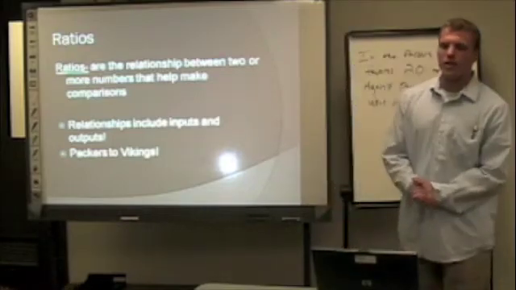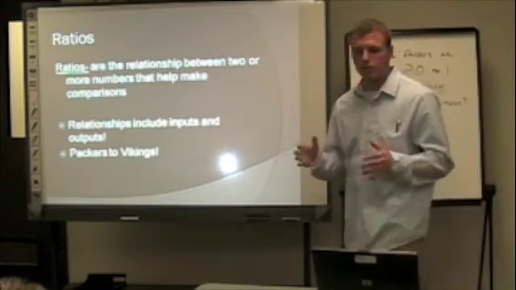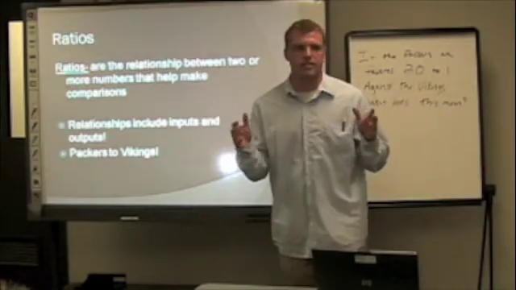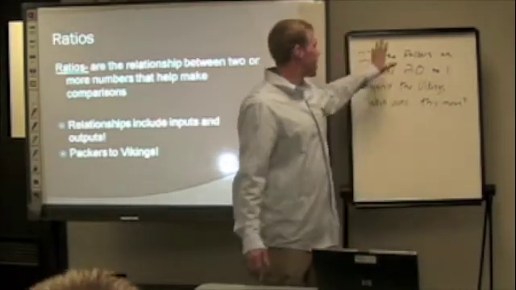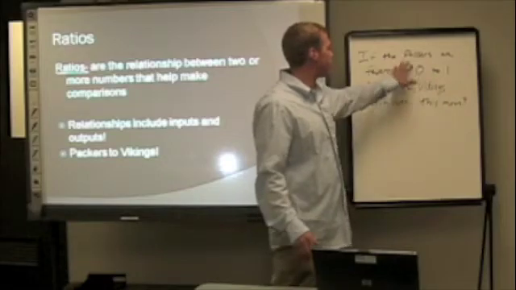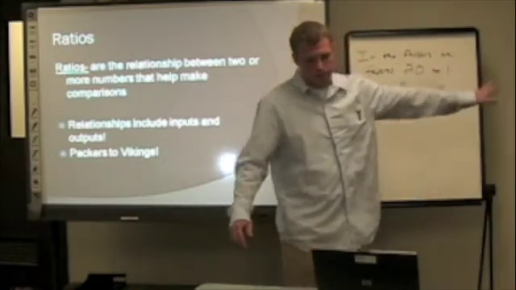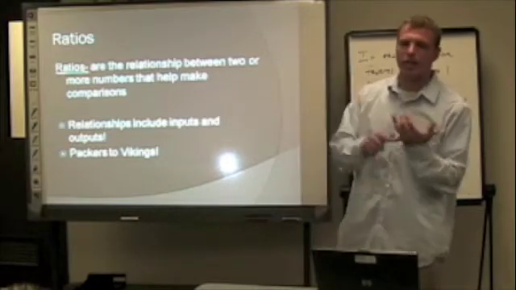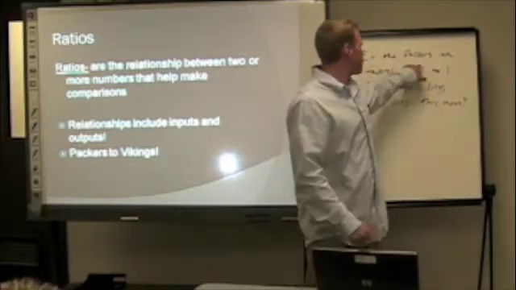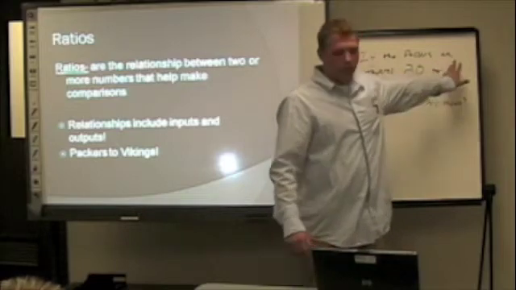Alright. Ratios are the relationships between 2 or more numbers that help make comparisons. For instance, the odds were 20-1 that the Packers were going to win. The Packers had the 20 odds, the Vikings had the 1. Relationships include inputs and outputs. Packers were the first, Vikings were the second.